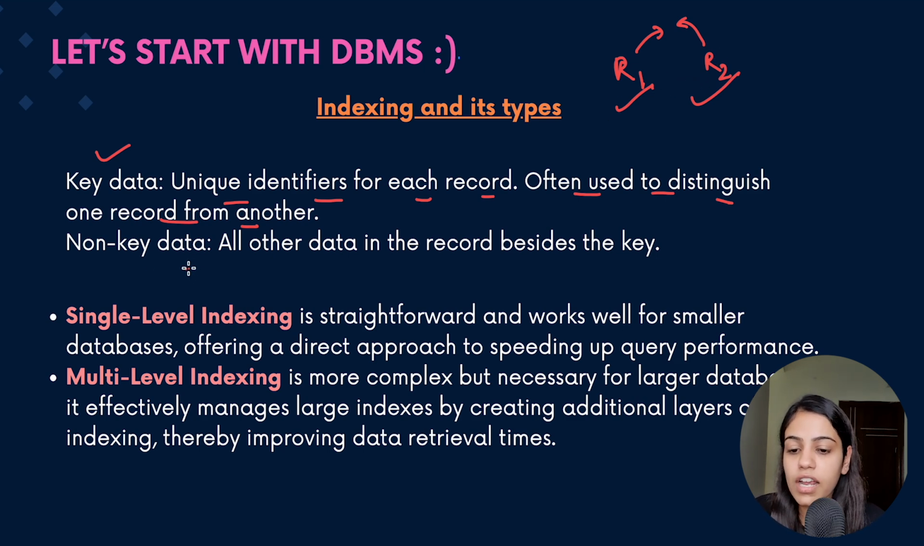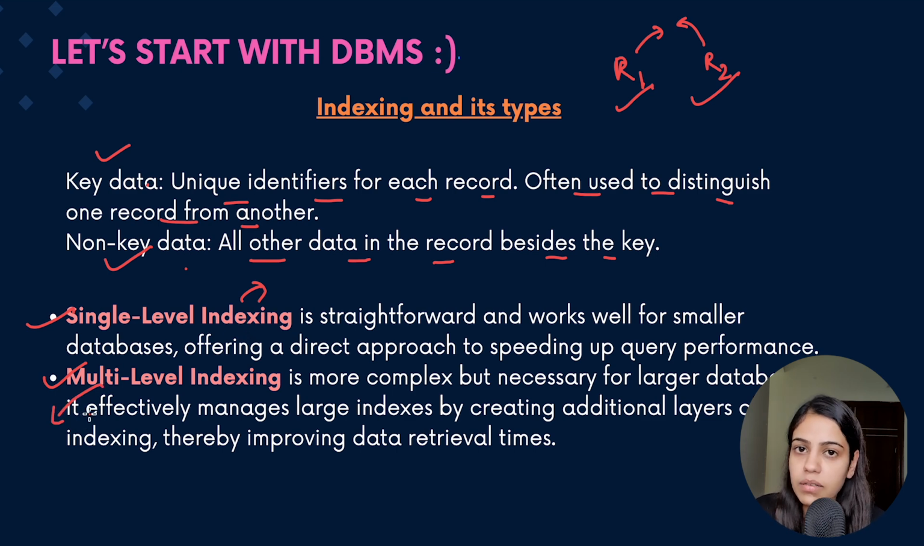Now coming to the non-key attribute, all the other data in the record besides the key, so all the other columns or attributes besides the key attribute, are called non-key attributes. Now what is single level indexing and multi-level indexing? Whenever only one index table is involved, we say there is a single level of indexing. But whenever multiple index tables are involved, like inner index and outer index, we call it multi-level indexing. Single level indexing is straightforward and works well for smaller databases, offering a direct approach to speeding up query performance.